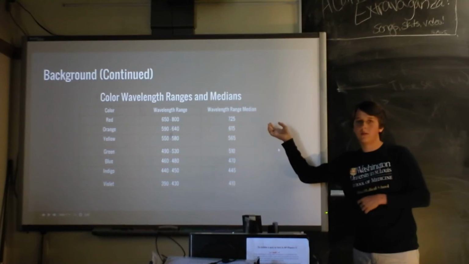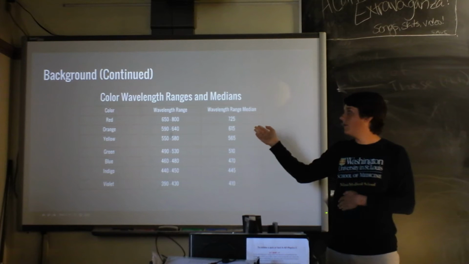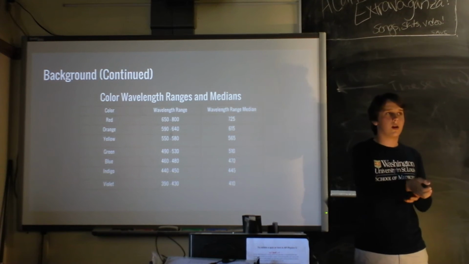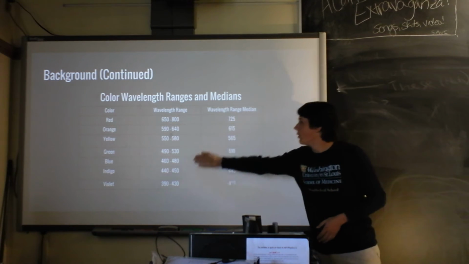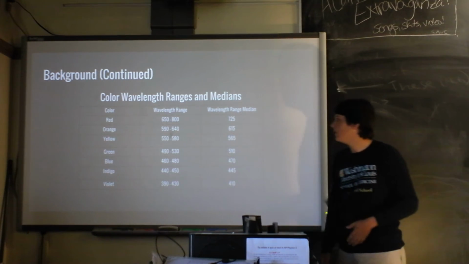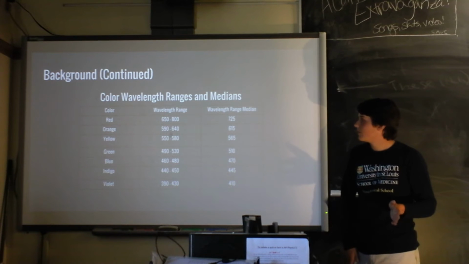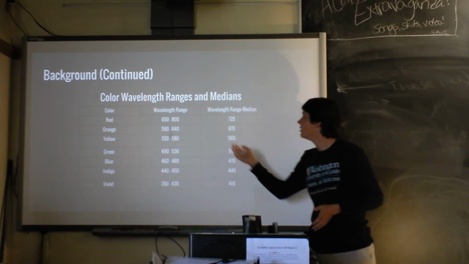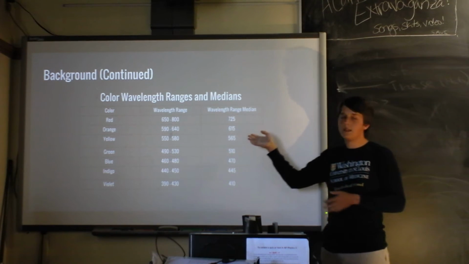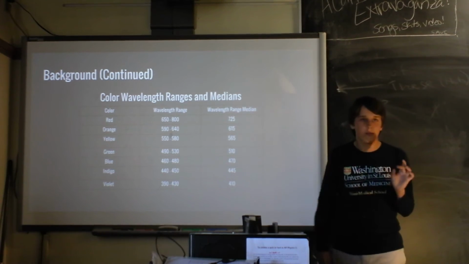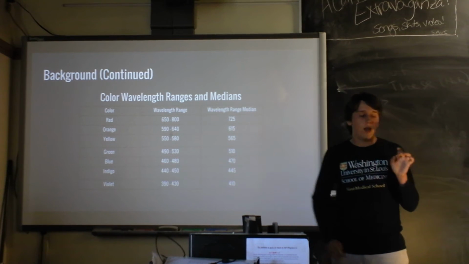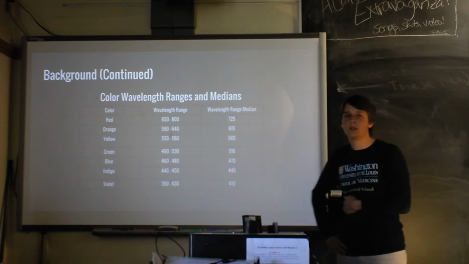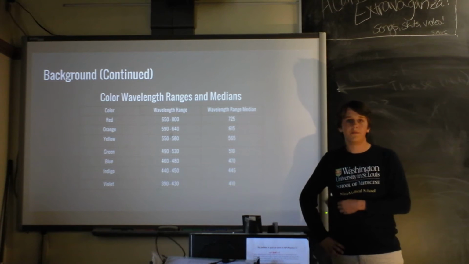Here's a little background. Colors are wavelengths of light, so we see wavelengths as colors. Here are the ranges of wavelengths at which we see certain colors. So if you see a wavelength of 670 or 680, you'll be seeing red light. And I needed to take these medians. I took the middle number from each of these wavelength ranges to find a way that I could do error analysis on my labs.